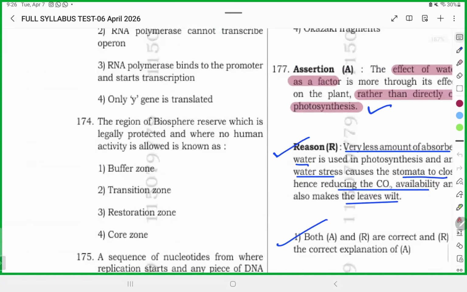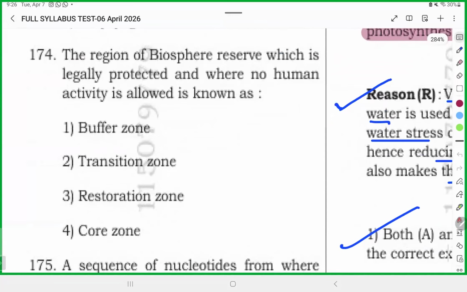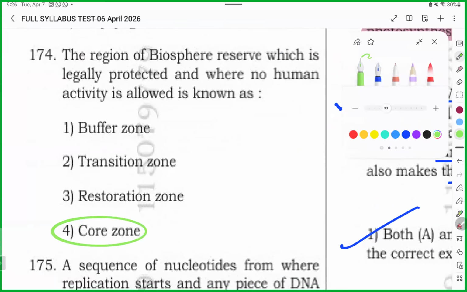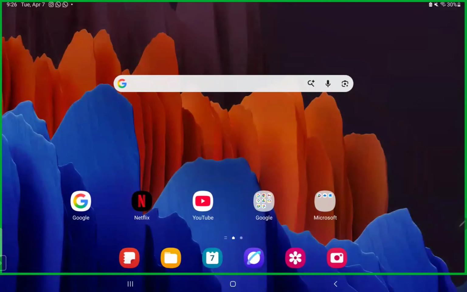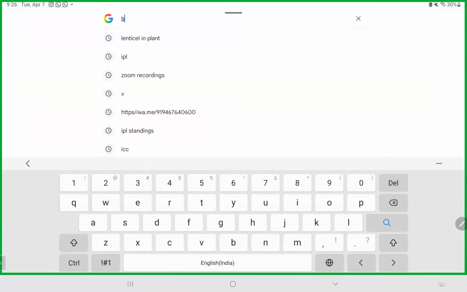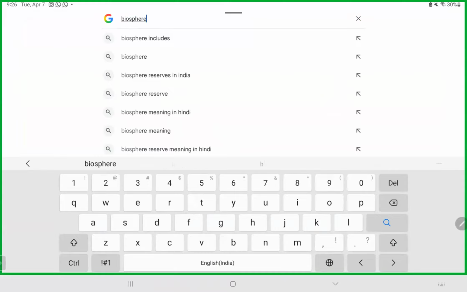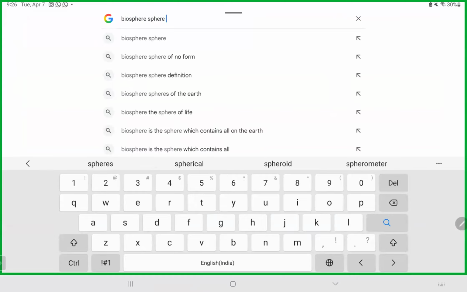This is out of NCERT. Answer is core zone. What is core zone? Core zone is the zone in the biosphere reserve where no activity is allowed. There are different zones of the biosphere reserve. There are three zones, right? One is core zone, buffer zone, and another was transition zone or manipulation zone, something was there, right? Biosphere reserve zone.